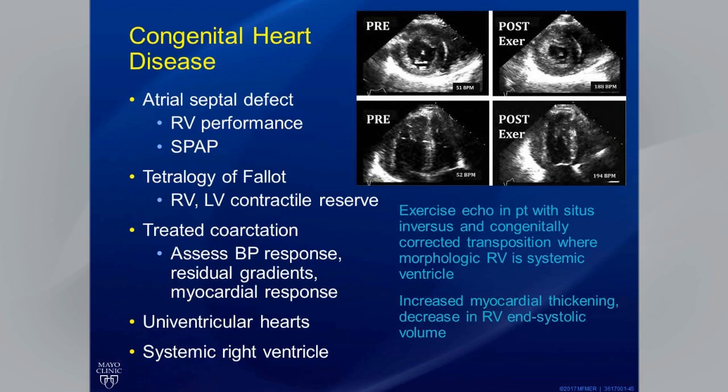In patients with a univentricular heart, there are few data, but it can be useful to monitor serial responses in an individual patient to see how they're doing. With the systemic right ventricle, we can assess contractile reserve. This image on the right-hand side shows an exercise echo in a patient with situs inversus and congenitally corrected transposition, where the morphologic right ventricle is a systemic ventricle. Here, increased myocardial thickening and a decrease in right ventricular end-systolic volume, that is a normal response, were observed.